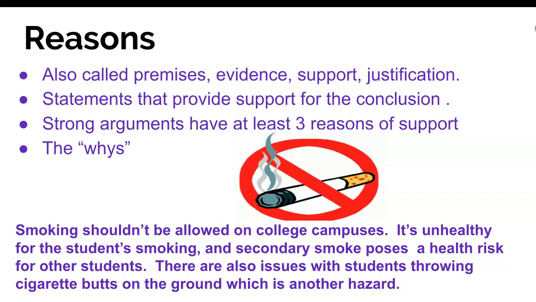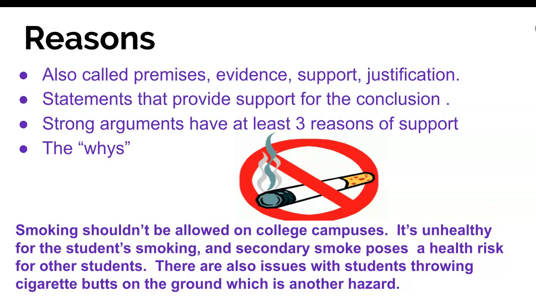Once you've got an issue and a conclusion, you need those reasons. Reasons are also called premises, and they can be any type of evidence, support, or justification. They are the whys of an argument. So when you have a question and you clearly have a stance on it, then you have to support it. For a strong argument, you always want to have at least three reasons of support.